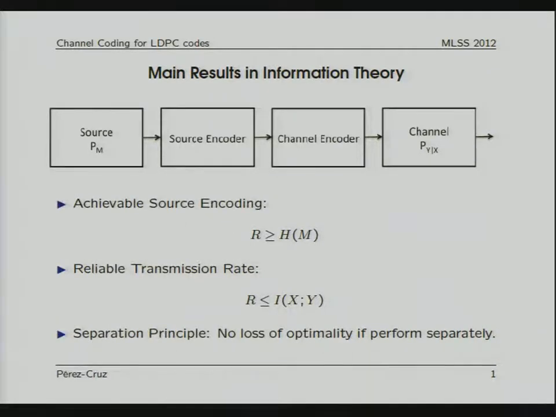The result that we get is that the source encoder has to compress the source to some rate above the entropy of the source. So if the entropy of the source is 5 bits per second, you have to use at least 5 bits per second. If you use less, the source is not going to be recovered. Actually, the equality sign is what we call the minimum rate that we can transmit. And then the channel encoder has the opposite thing.